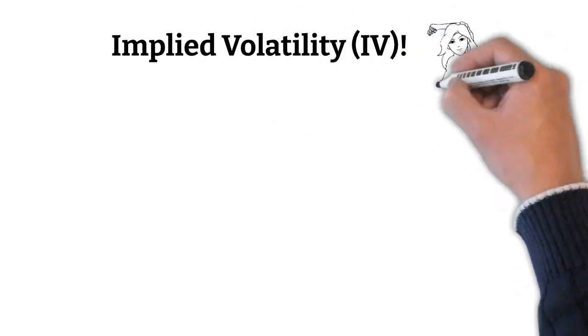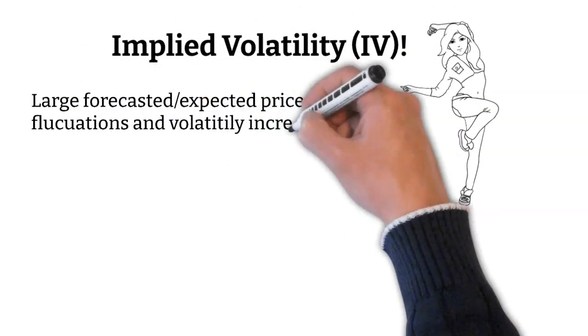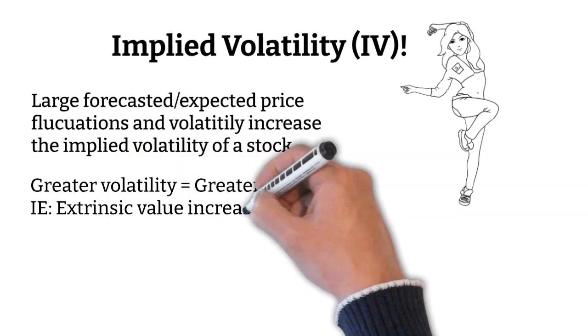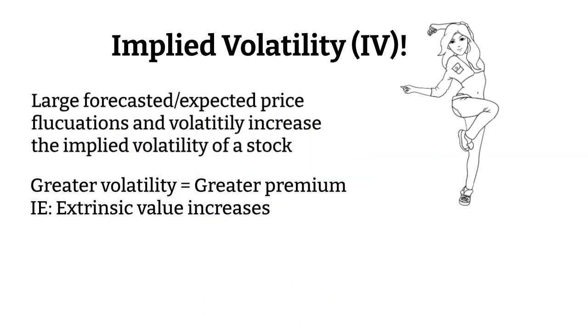Now let's add the last layer to this, implied volatility. Stocks that are expected to have big movements in price and large fluctuations have high amounts of implied volatility. Traders are usually willing to pay a higher premium for stocks that are more volatile because there's more potential there to make them larger amounts of money, and this will directly add on to the extrinsic value of the stock.